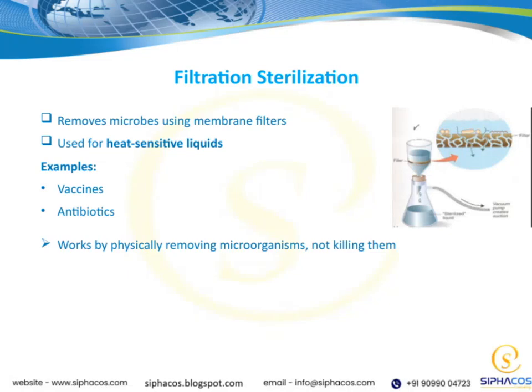Now let's talk about filtration sterilization. This method removes microbes using membrane filters, which are essentially tiny barriers that trap microorganisms as liquids pass through them. It's particularly useful for heat-sensitive liquids, meaning substances that could be damaged or altered if exposed to high temperatures. You'll often see this technique used with vaccines and antibiotics, where maintaining the integrity of the product is crucial. What's important to understand is that this process doesn't kill the microbes. Instead, it physically removes them from the liquid.